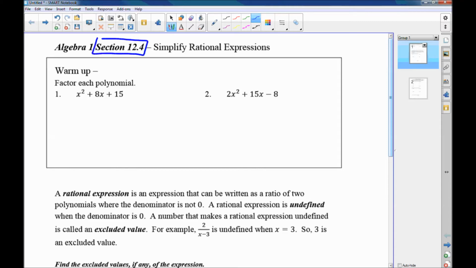Today we're covering section 12.4, Simplify Rational Expressions. We covered these notes in class, however this is here in case you need to go back and refresh your memory or if you were absent that day.